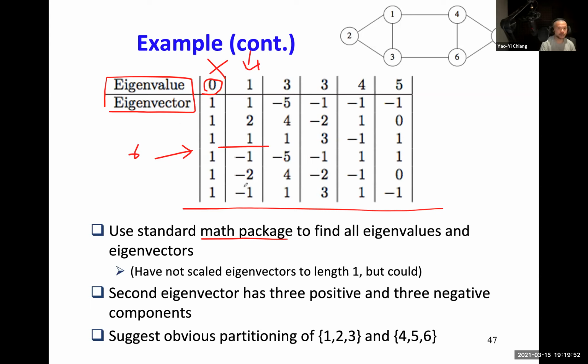There is an obvious partition based on the sign. You say nodes 1, 2, 3 are in the same partition. 4, 5, 6 are in a different partition, like this. Okay, then you are done. You finish your partitioning task.